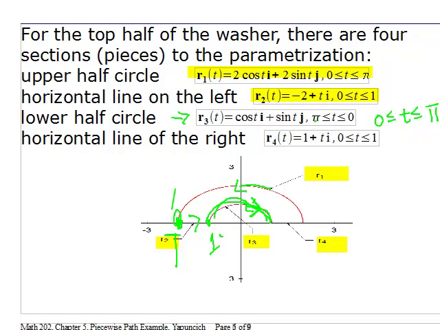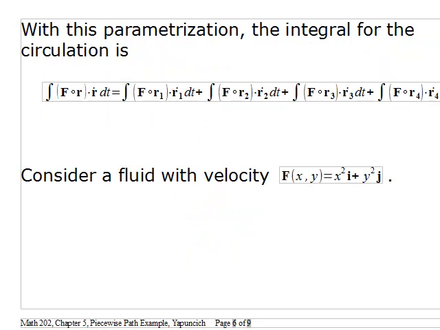Then, in this case, we're going to go from 1 out to here, and the way we set it up, we'll just let t go from 0 to 1 in this section and 0 to 1 in this section as well. So this is the basis right here. This is the integral for the circulation around that top half of the washer, but there is not a single parameterization that can hold the whole thing, so we break it up into 4 parameterizations. That gives us 4 integrals.